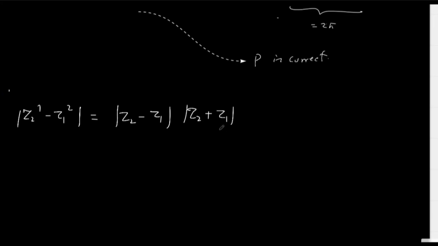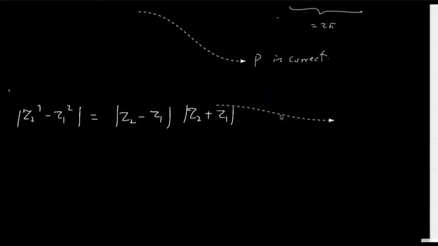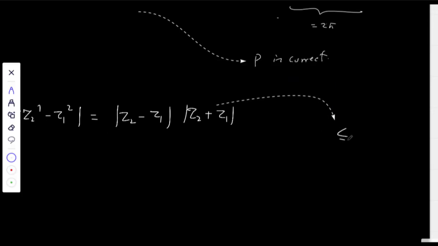Right, and by using the triangular inequality, mod of Z2 plus Z1 is less than or equal to mod Z2 plus mod Z1. So for this, we can say this is mod of Z1 plus Z2, and this is Z2 minus Z1. The maximum value of Z2 and Z1 is unity, as they are unimodular complex numbers. So simply we can say 2, and that is 2 times mod of Z2 minus Z1.